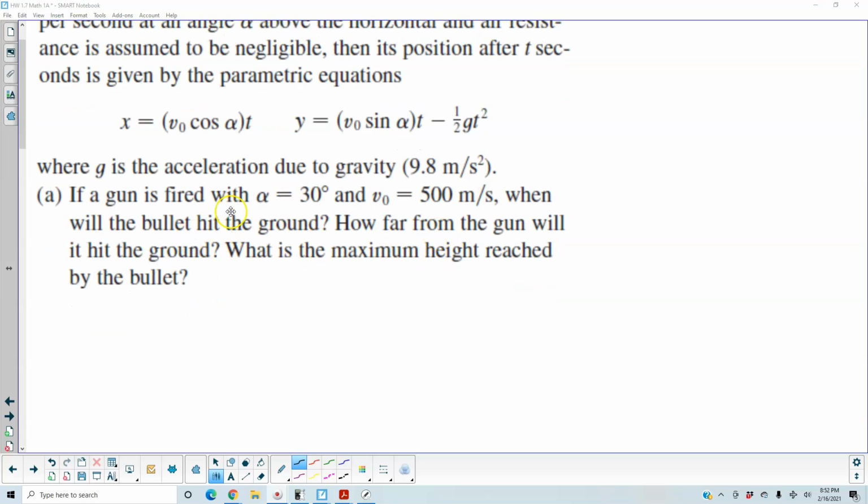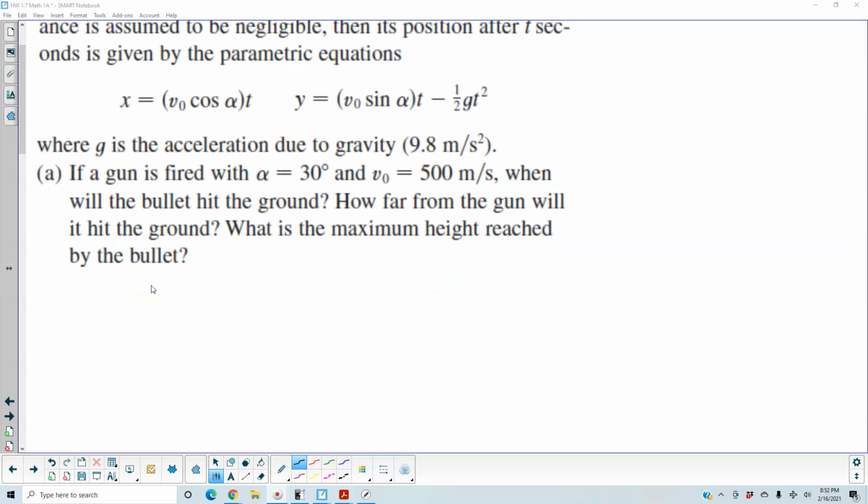Now, if the gun is fired with alpha equal to 30 degrees and the velocity is 500 meters per second, when will the bullet hit the ground? And then how far from the gun will it hit the ground? And then what is the maximum height reached by the bullet?